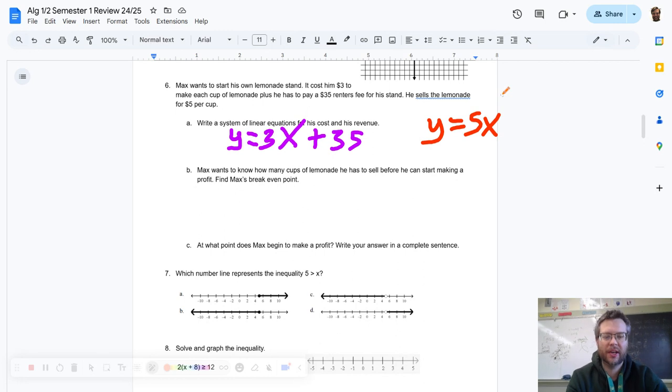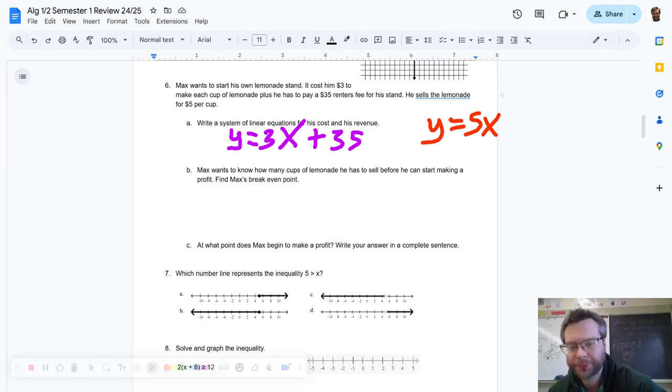The other equation that you could write from this information is he earns $5 per cup. He doesn't just earn $5 total, he earns $5 for every cup that he sells. That's the system of equations. Y is money, x is number of cups, the purple equation is his cost, and the red equation is his revenue. Now Max wants to know how many cups he has to sell before you start making a profit.